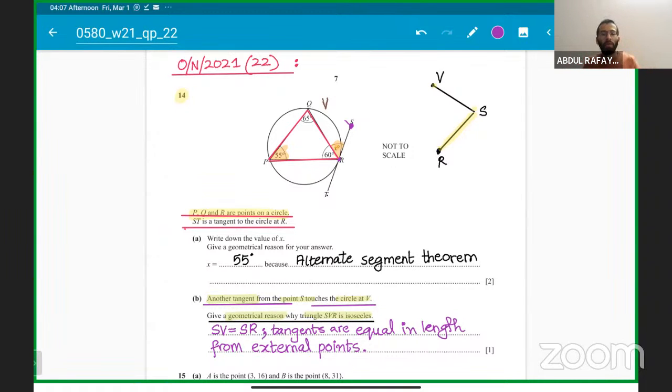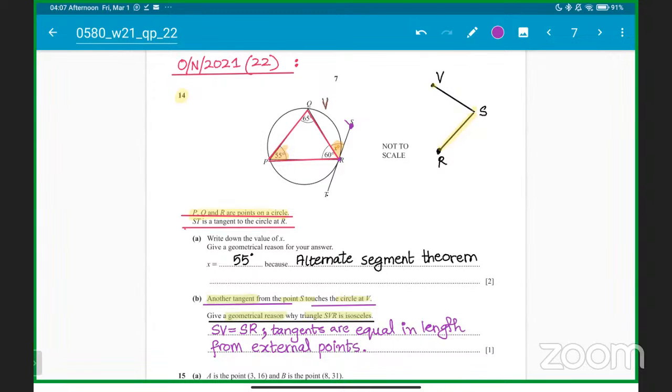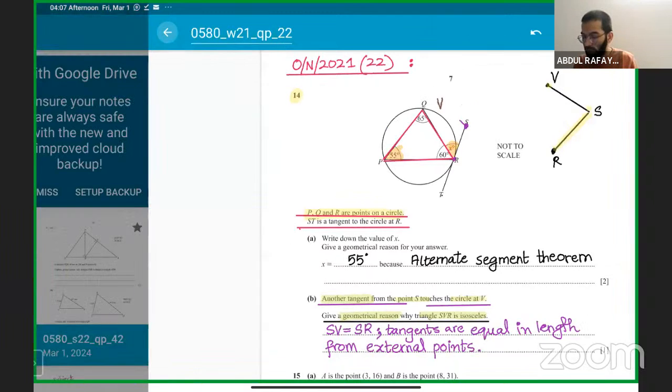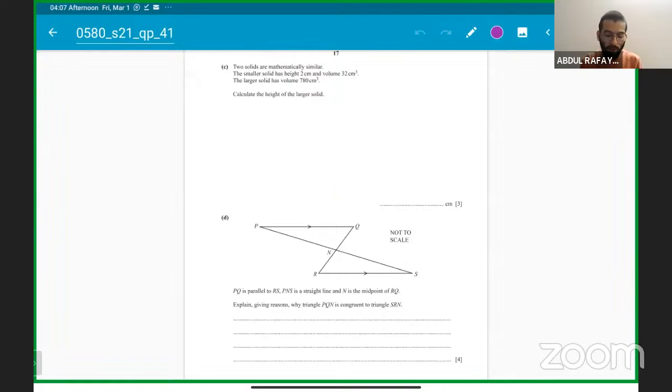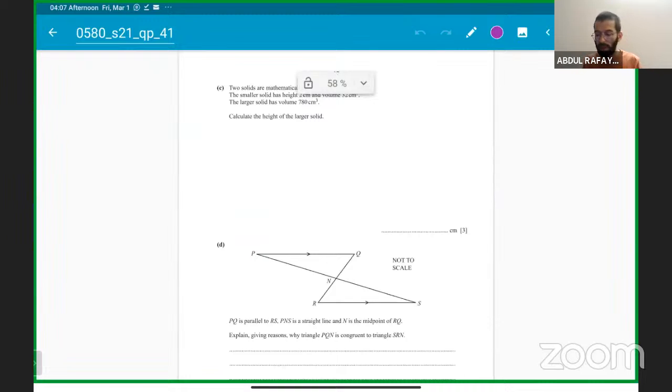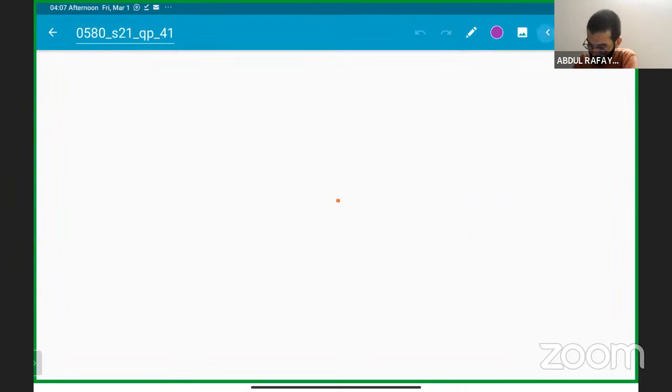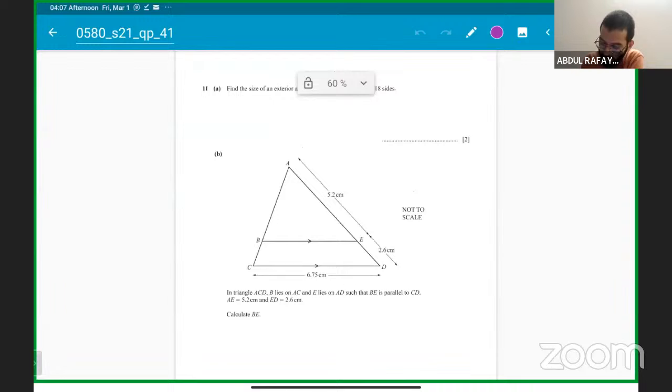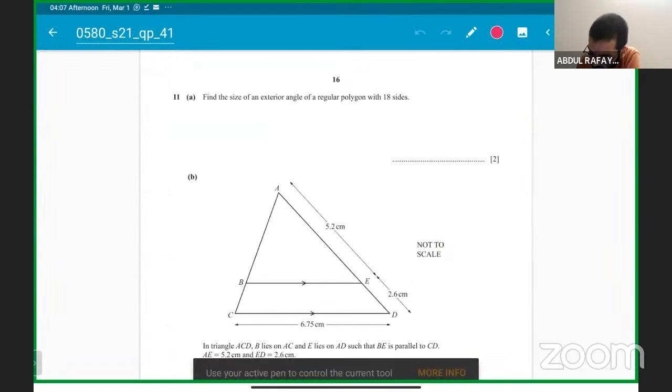Guys, got this clear? Understood? Okay, so moving forward now, let's talk about one of the paper 4 questions. From May, June 2021, we have this one, guys. Is everyone there with me, following?